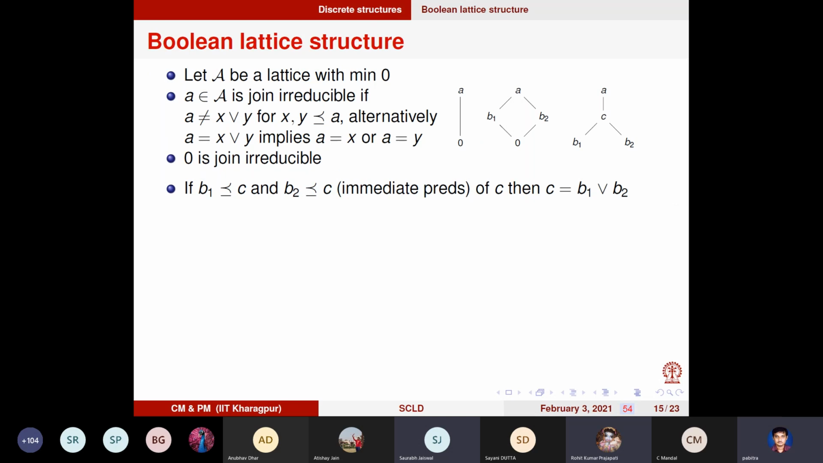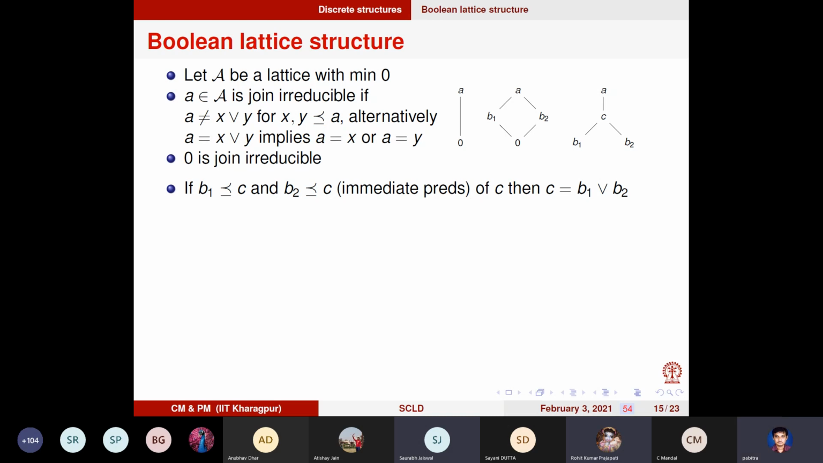Okay. So for that we'll need 2 more definitions. Let me quickly do that. Suppose script A is a lattice with a minimum 0. Then any element small a will be join irreducible if, when you have 2 elements x and y, both of which are less than or equal to a, a is not equal to their join.